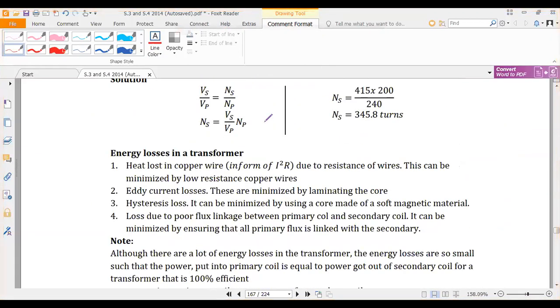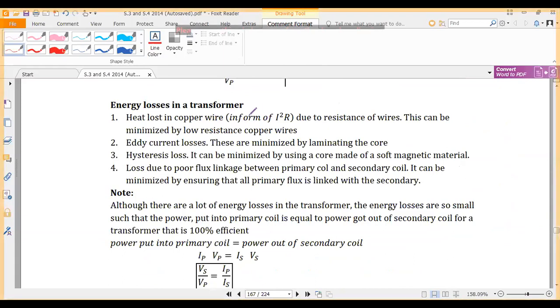There are energy losses that occur in a transformer. The first one is energy lost due to resistance of the copper wires which are used to make the coils. To reduce this effect, we use wires which have a very low resistance. The second way in which energy is lost is by eddy currents. Since there is magnetizing taking place, some energy is lost, and that can be minimized by laminating the core. Eddy currents are due to the changes in the magnetic fields.